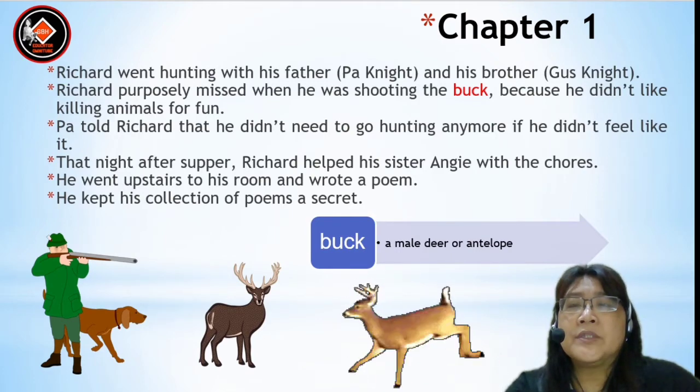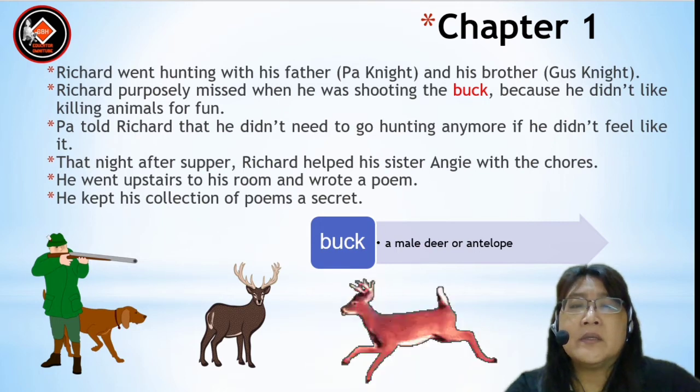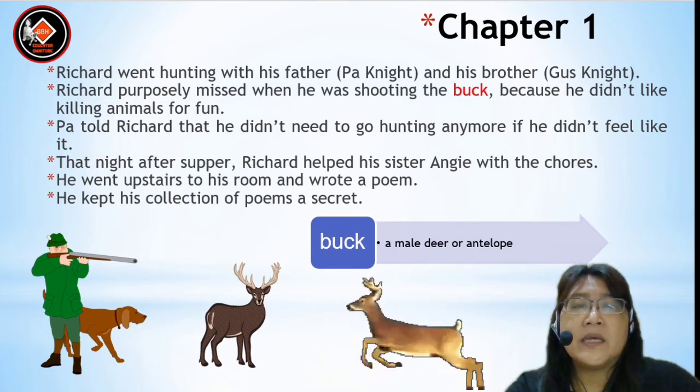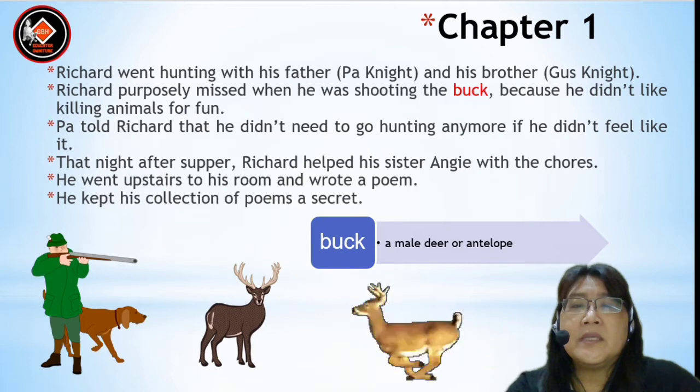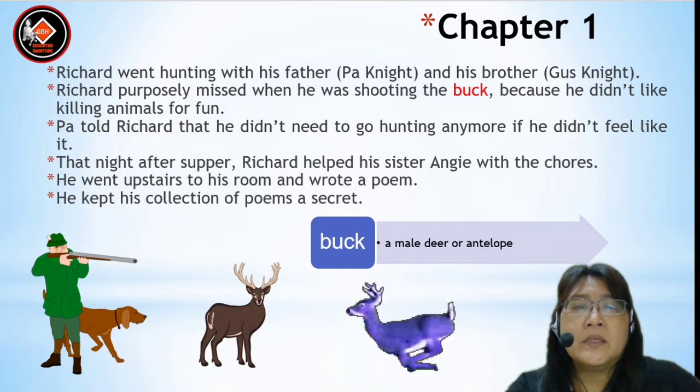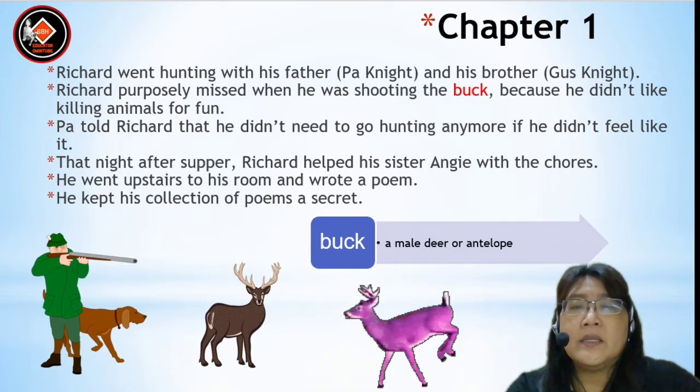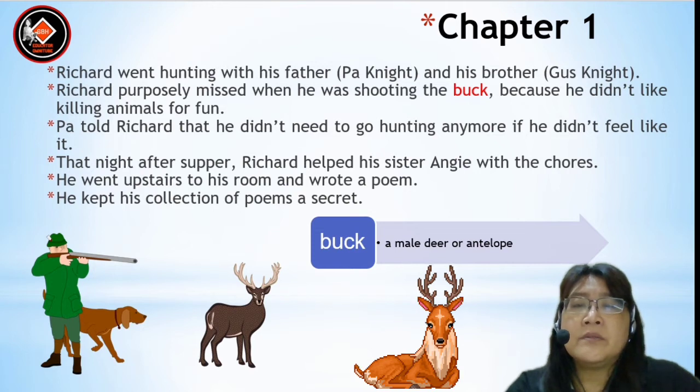Chapter 1. Richard went hunting with his father, Pa Knight, and his brother, Gus Knight. Richard purposely missed when he was shooting the buck, because he didn't like killing animals for fun. Pa told Richard that he didn't need to go hunting anymore if he didn't feel like it. That night after supper, Richard helped his sister Angie with the chores. He went upstairs to his room and he wrote a poem. He kept his collection of poems a secret.